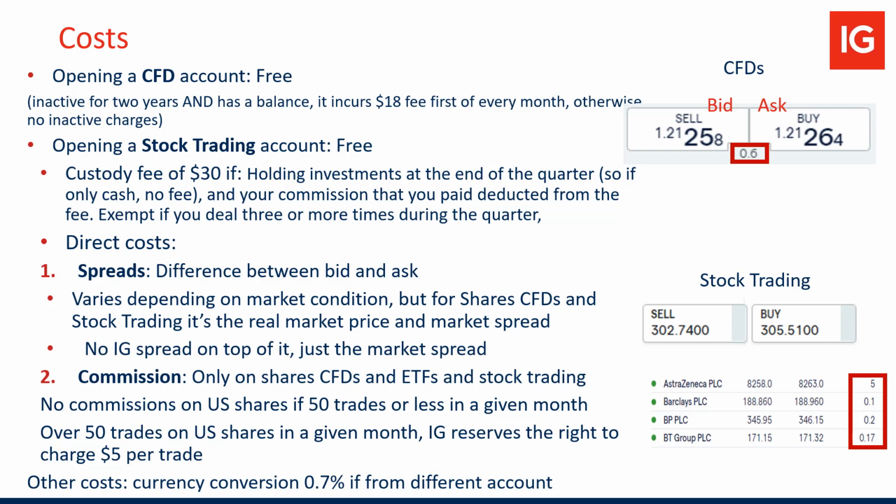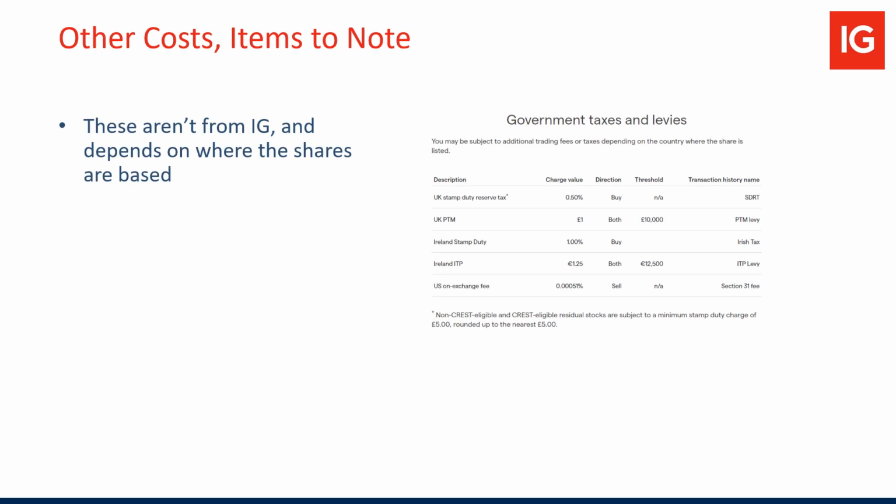Other costs include, for example, currency conversion if it's from a different account, and I'll show you guys how you can avoid doing that. What are some of the other costs to note? I want to point out that a lot of times if you make a trade on a stock, again, stock trading account now, there's some sort of fee or US on exchange fee or UK stamp duty reserve tax. That's from the government, from the exchanges.